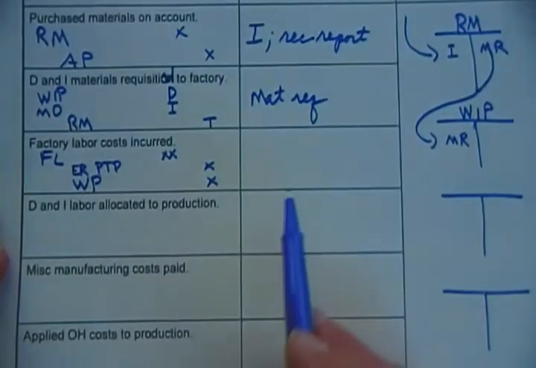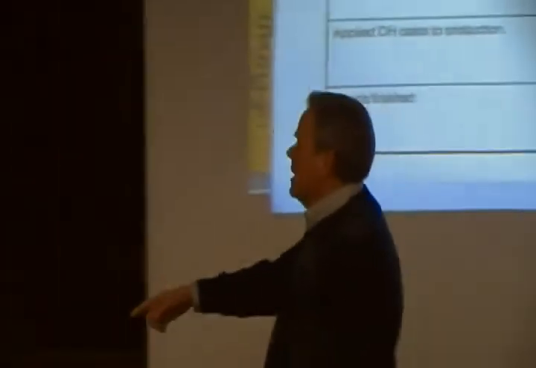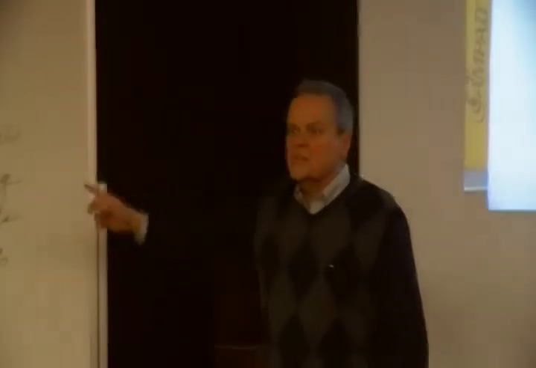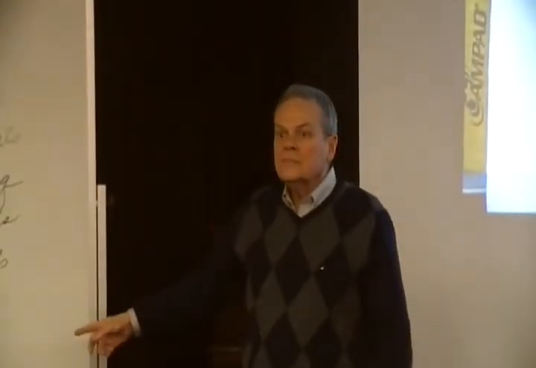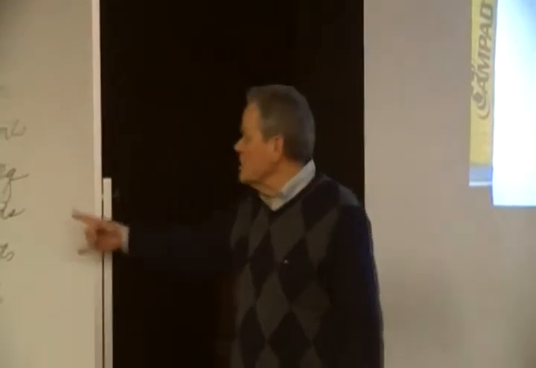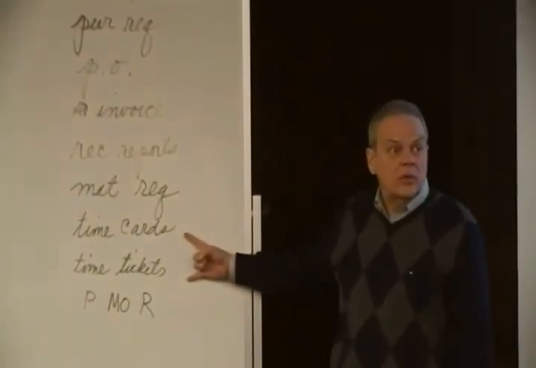So, I've got factory labor costs that I've incurred. I need to know how to record that. That would be based on which of these source documents? Somebody want to take a shot at this one, please? Time cards and time tickets would be the two good choices.